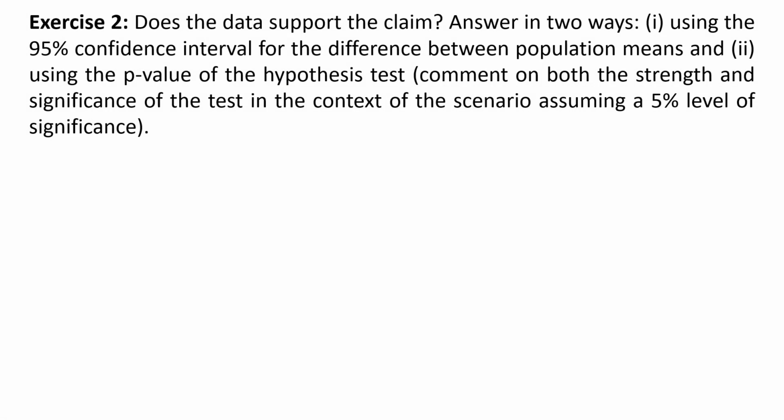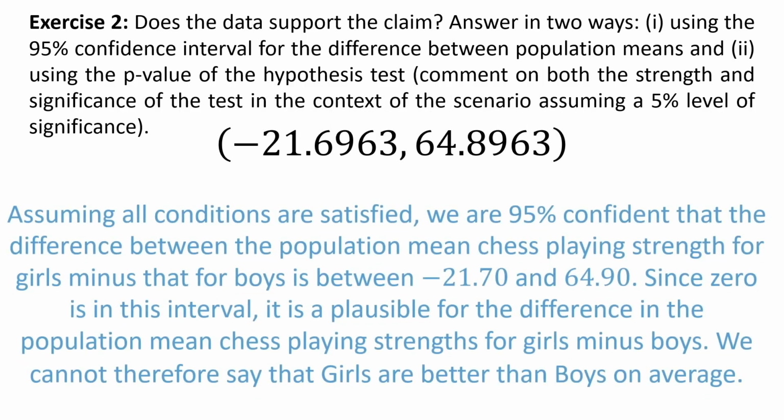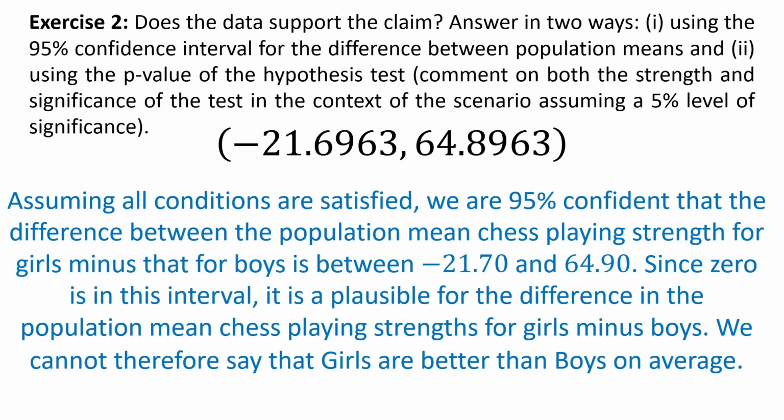Okay, now we're asked, does the data support the claim? We're going to answer in two ways. One, by looking at the confidence interval, and two, by looking at the p-value for our test. So here's our confidence interval. We can say, assuming all conditions are satisfied, we are 95% confident that the difference between the population mean chest playing strength for girls minus that for boys is between our two bounds. Since 0 is in this interval, it is a plausible value for the difference in the population mean chest playing strength for girls minus boys, and we therefore cannot say that girls are better than boys on average.